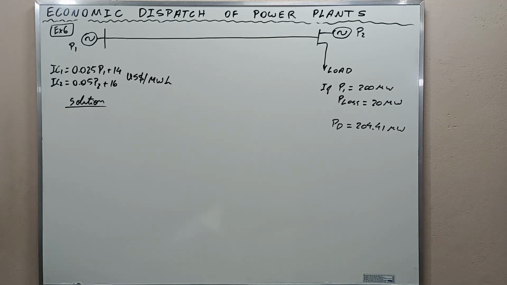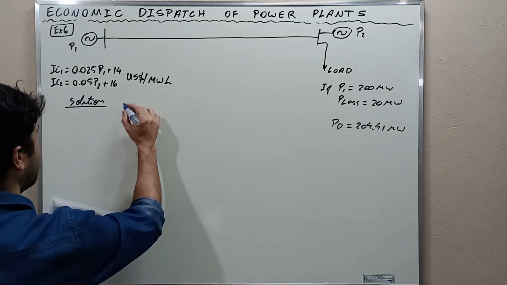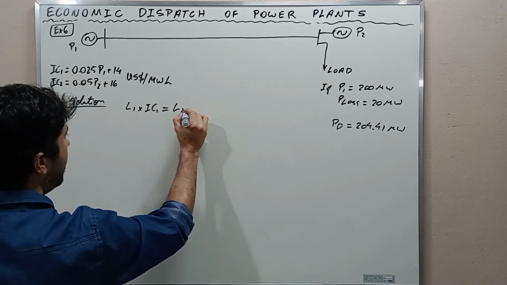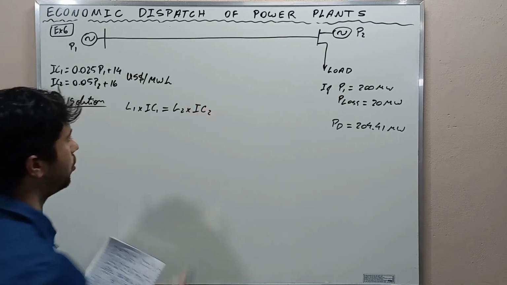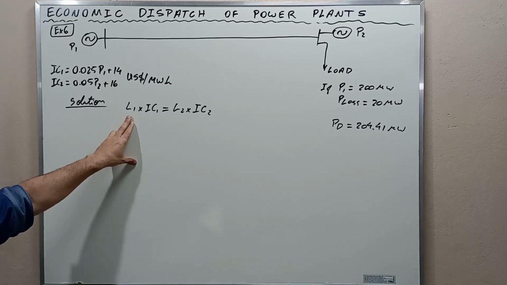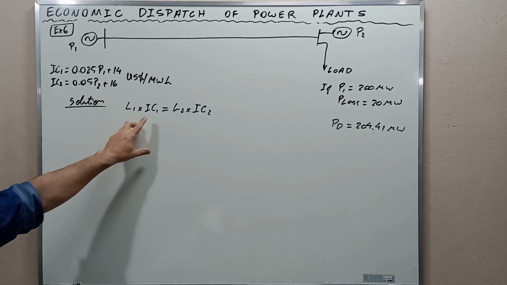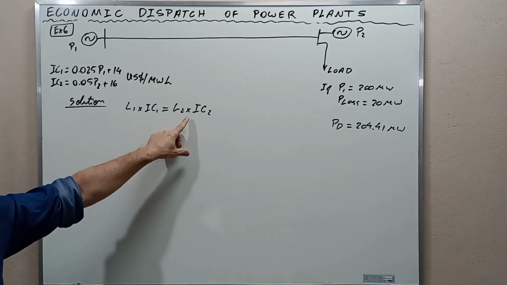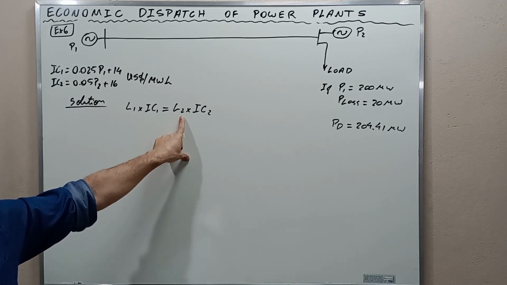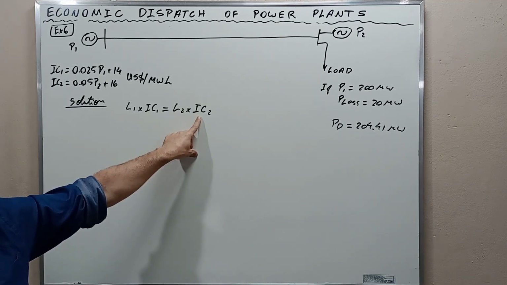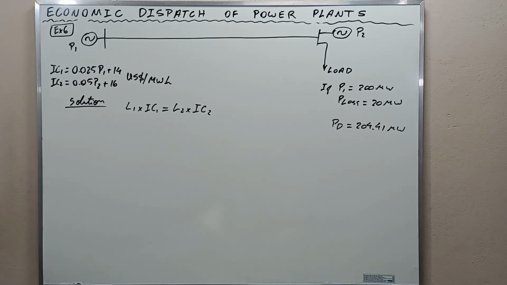As we did before, observe that for optimum dispatch, L1 times IC1 has to be equal to L2 times IC2, okay? What does it mean? It means that the penalty factor associated with power plant 1 times the incremental cost of operating power plant 1 has to be equal to the penalty factor associated with power plant 2 times the incremental cost of operating power plant 2. Alright?